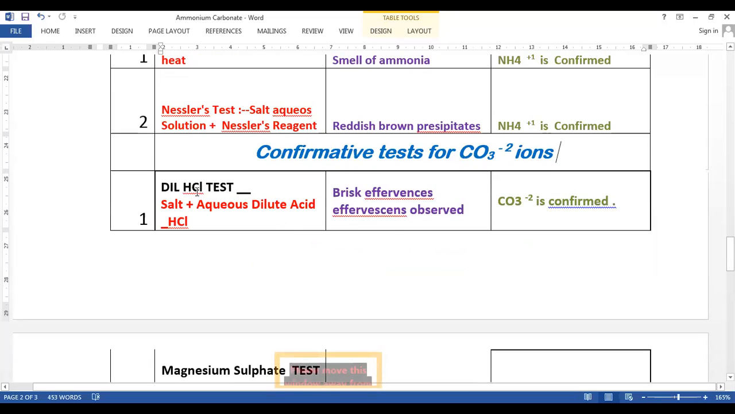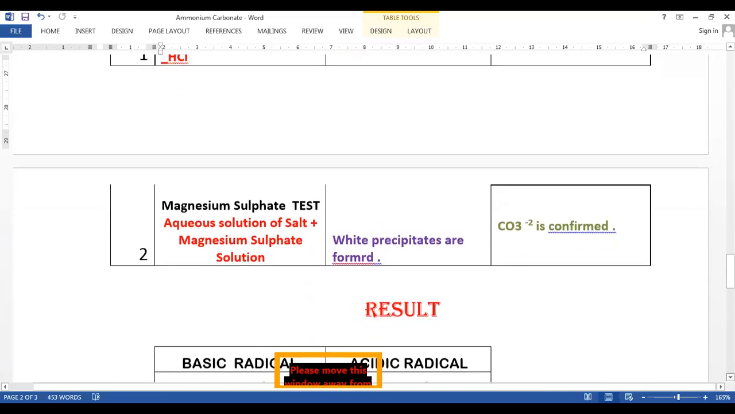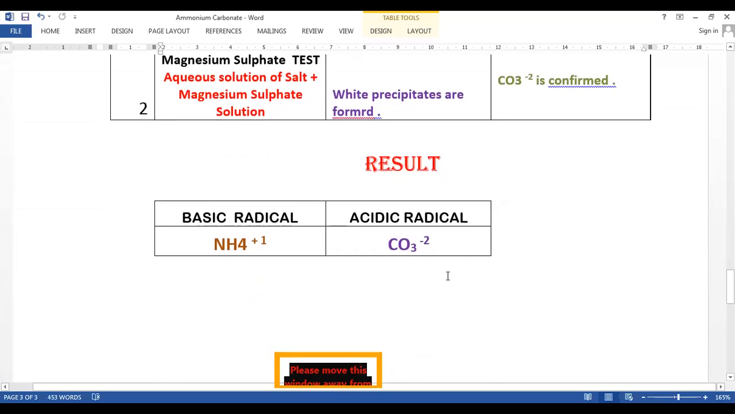Another confirmatory test is the dilute HCl test. You have already seen it, that when we add aqueous dilute hydrochloric acid into the salt, we get brisk effervescence, and that is how we confirm the presence of CO3 minus 2, my dear students. So ultimately, we can realize that we have a basic radical NH4 plus and an acidic radical CO3 minus 2 present in the salt.